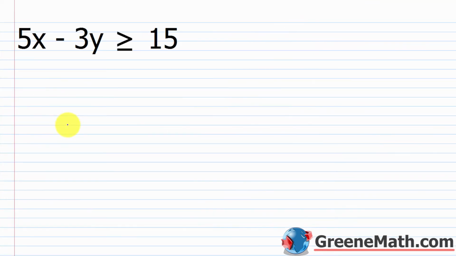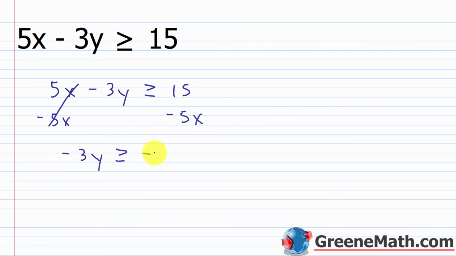All right, so let's look at another one. And again, I'm not going to use a test point anymore. So let's solve this guy for y. We have 5x minus 3y is greater than or equal to 15. If I solve this for y, I'm just going to subtract 5x away from each side. That's canceled. I'll have -3y is greater than or equal to -5x plus 15.